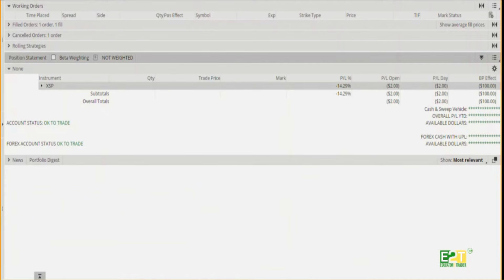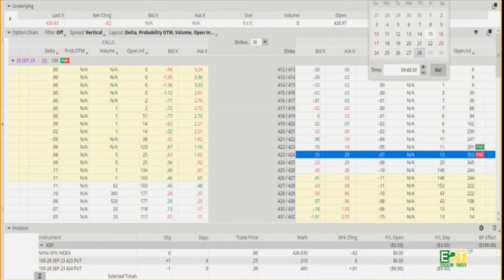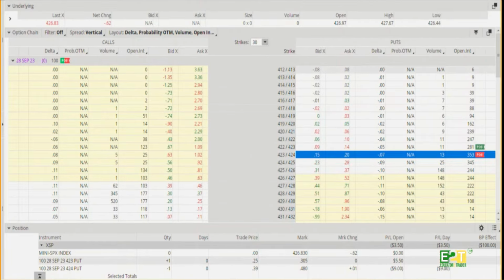Once you're in the trade, you can go to the fill tab and you can see here under fill that the trade has been accepted. You received $14 in premium. Your put credit spread is on and running. Let's move forward and look at a call credit spread. How do we enter a call credit spread?